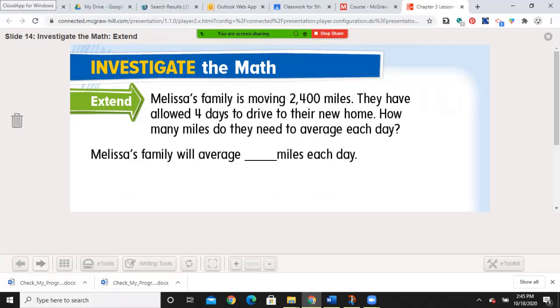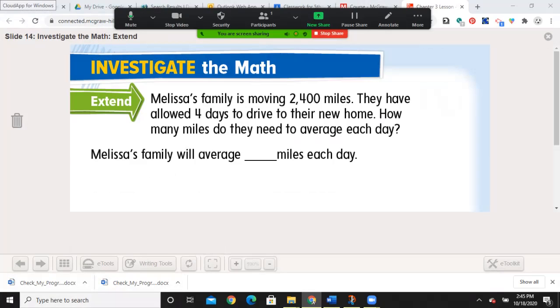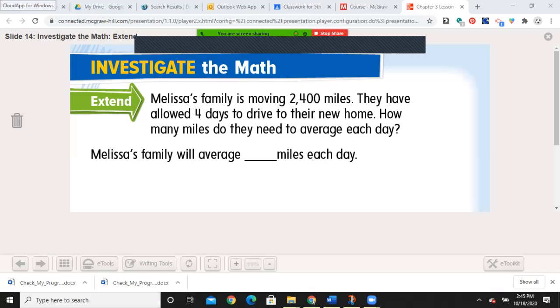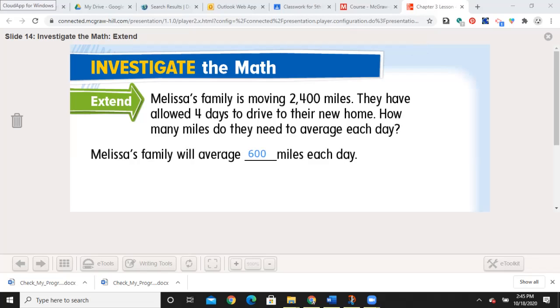Next one, Melissa's family is moving 2,400 miles. They have allowed 4 days to drive to their new home. How many miles do they need to average each day? So let's start with the non-zero digits. How many times does 4 go into 24? 4, 8, 12, 16, 20, 24, 6 times. So I could start with my annotation tool here by putting a 6. And there are 2 zeros that I need to bring down here. 600 miles a day. And that works.